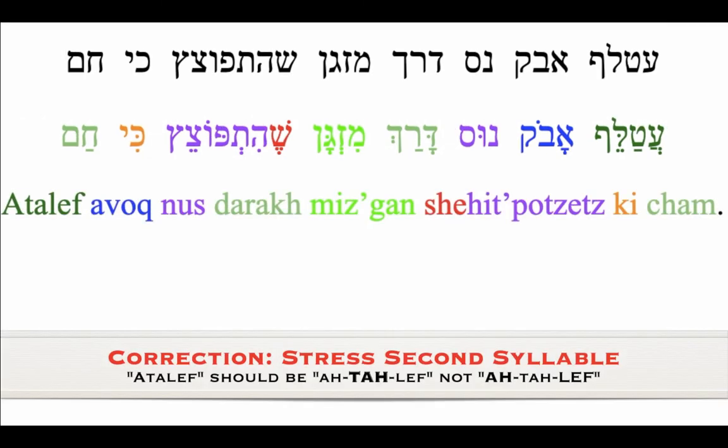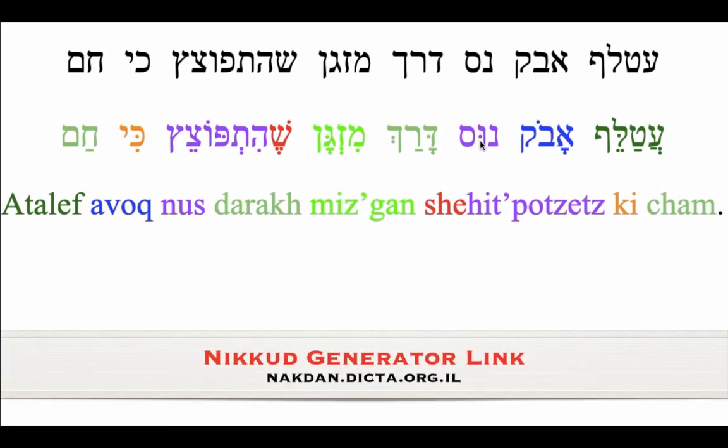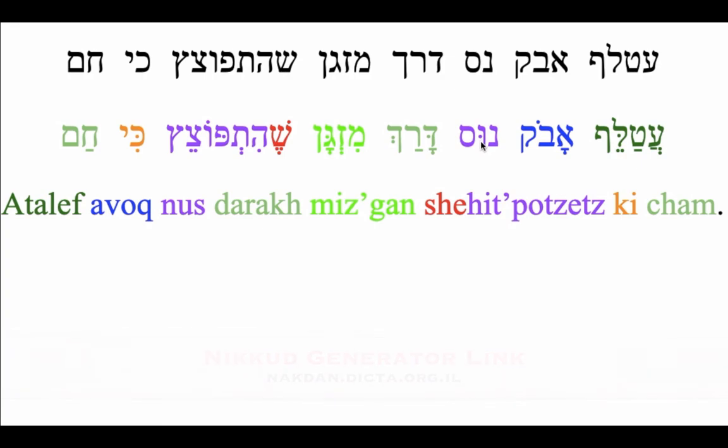Atalef, avok, mus, darach, miznan, shehit, otzetz, ki, cham. Ayin is going to have an a sound most of the time. A Nikkud generator uses a vav with the dot there. It helps derive the meaning. And then we have darach, which ends with a chaf sofit. So if you pronounce that k, it's ch. And then miznan, she, there's that word, that, or which. She, het. Remember, he and tav have a het pronunciation. Strangely, this has a p sound. So it's one of the rare cases.